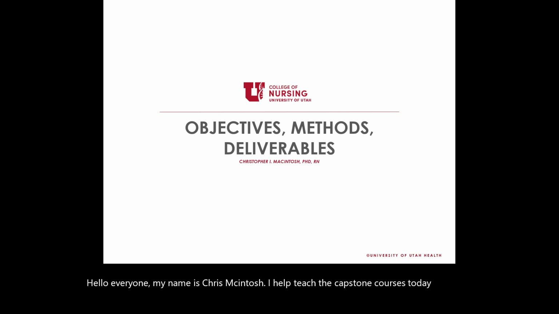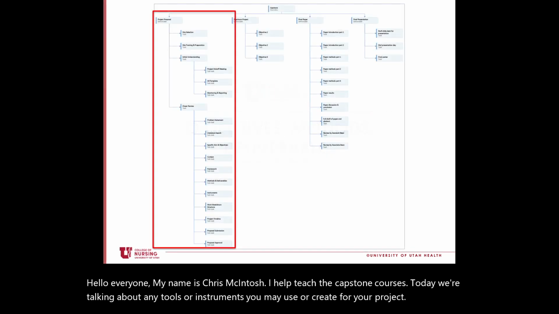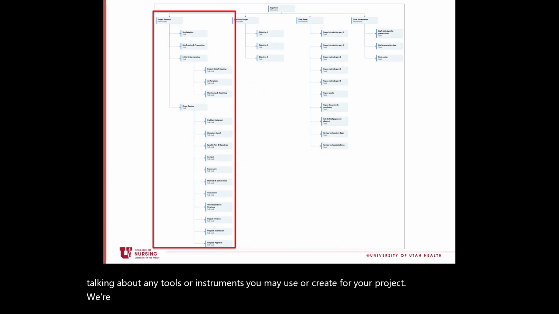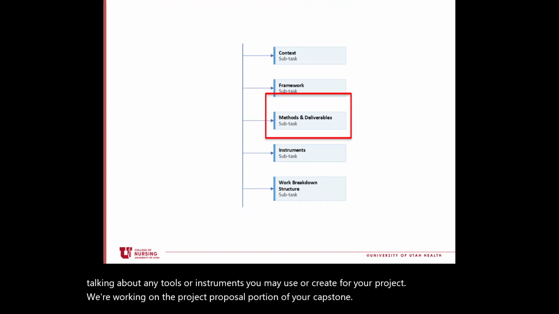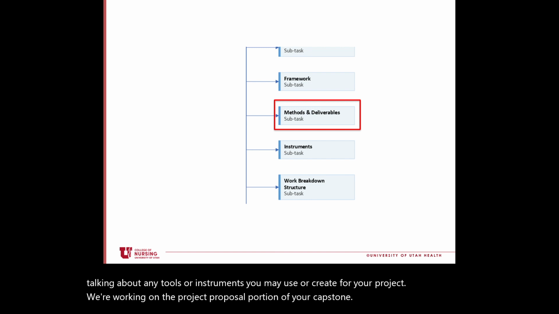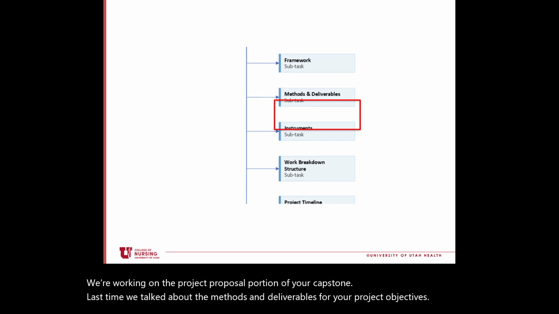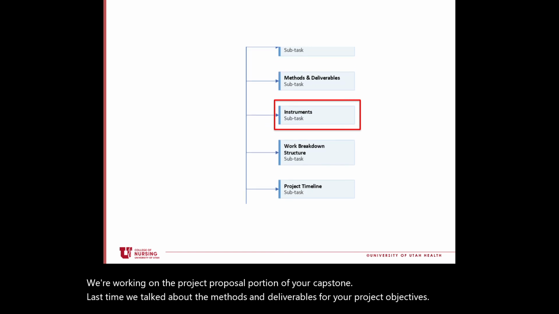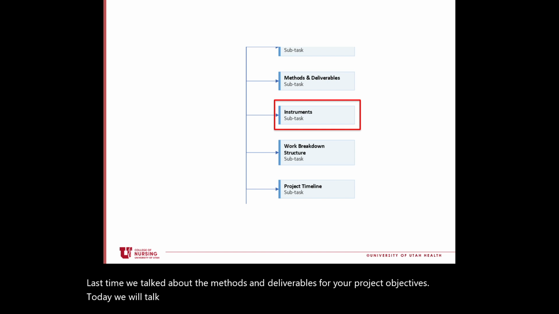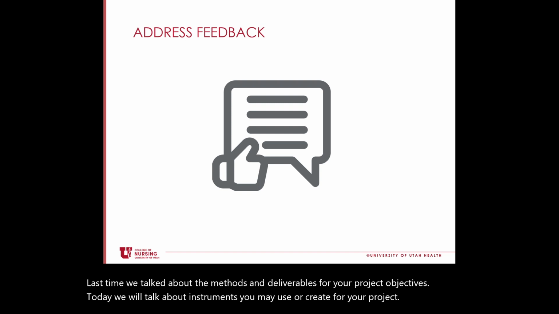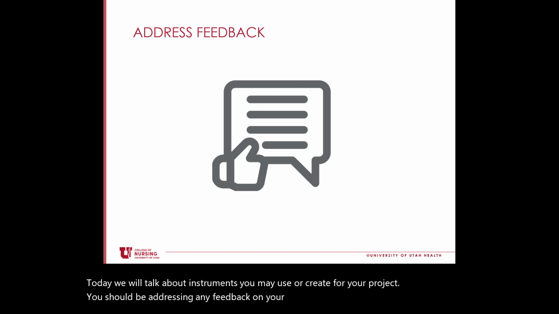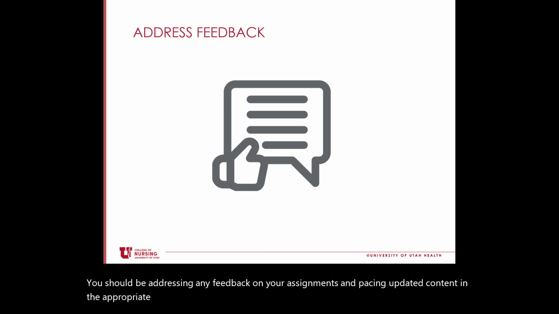Today we're talking about any tools or instruments you may use or create for your project. We're working on the project proposal portion of your capstone. Last time we talked about the methods and deliverables for your project objectives. Today we will talk about instruments you may use or create for your project. You should be addressing any feedback on your assignments and pasting updated content in the appropriate sections.